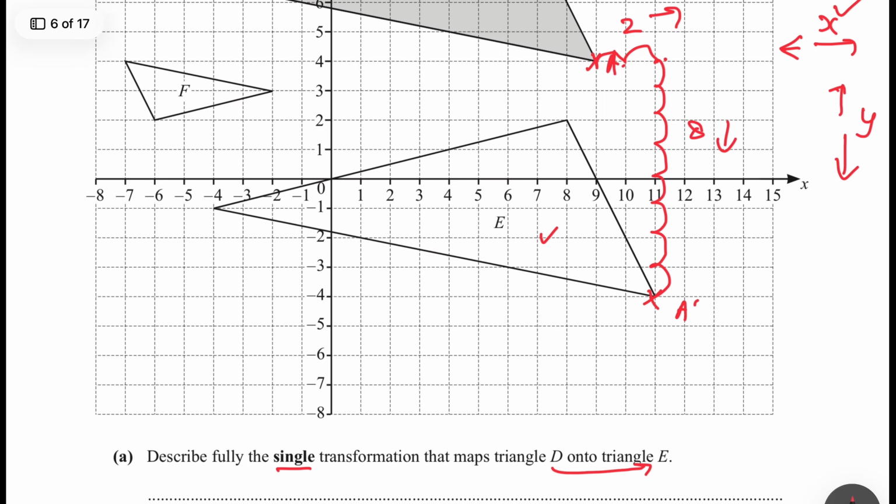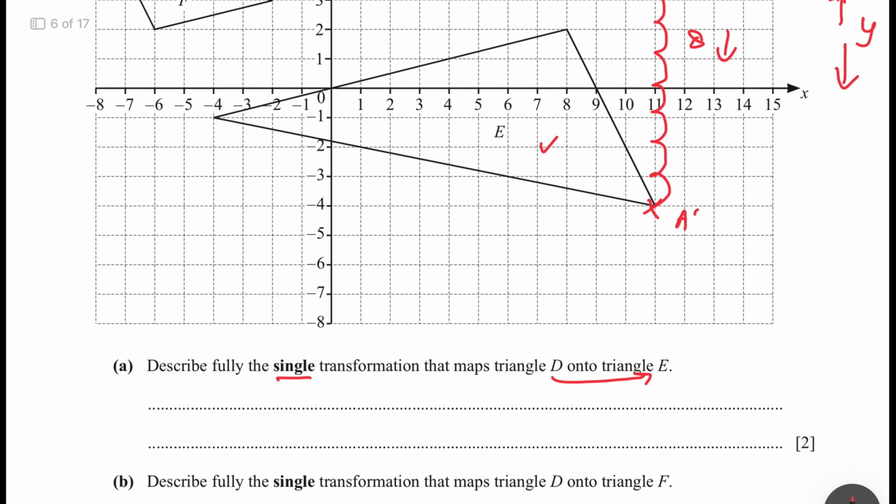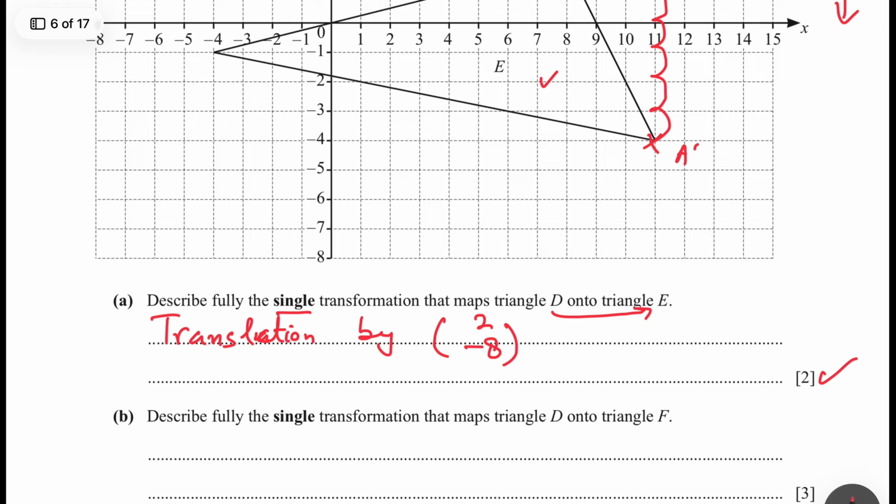So we are going to say this is translation. We have moved the shape. This is a translation by vector 2 and negative 8, because this is going down, so it will be negative. So this is a 2 marks question and we have written 2 properties here.